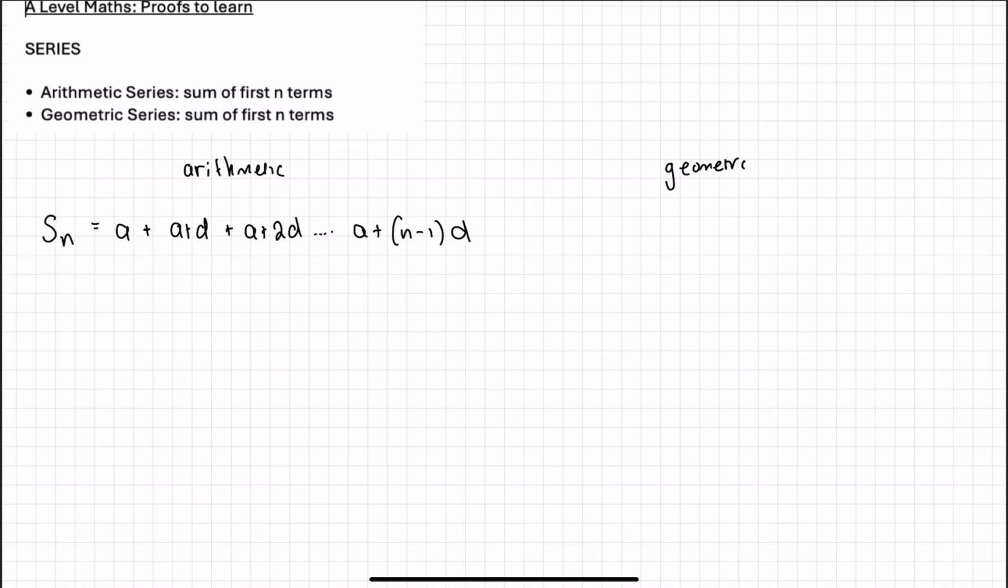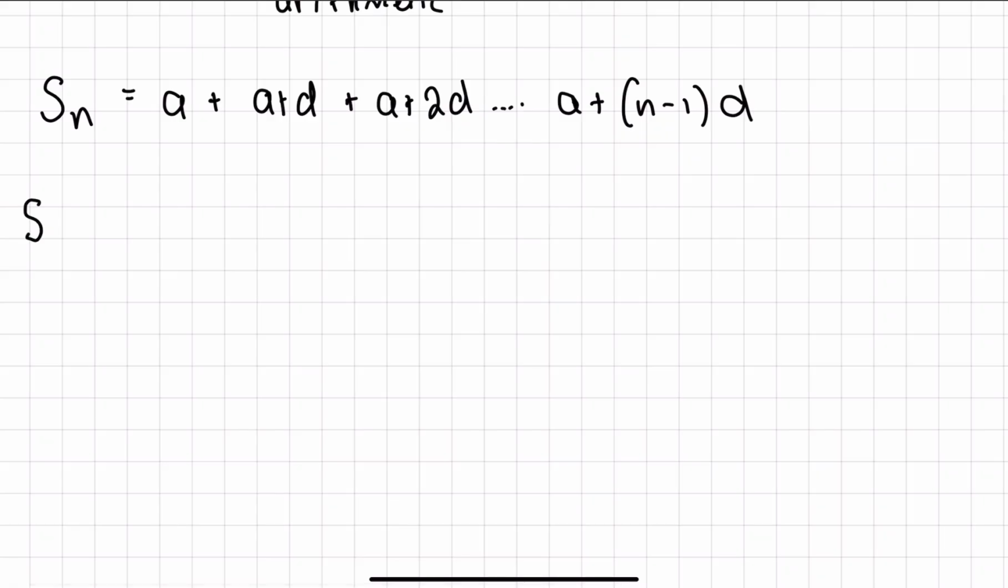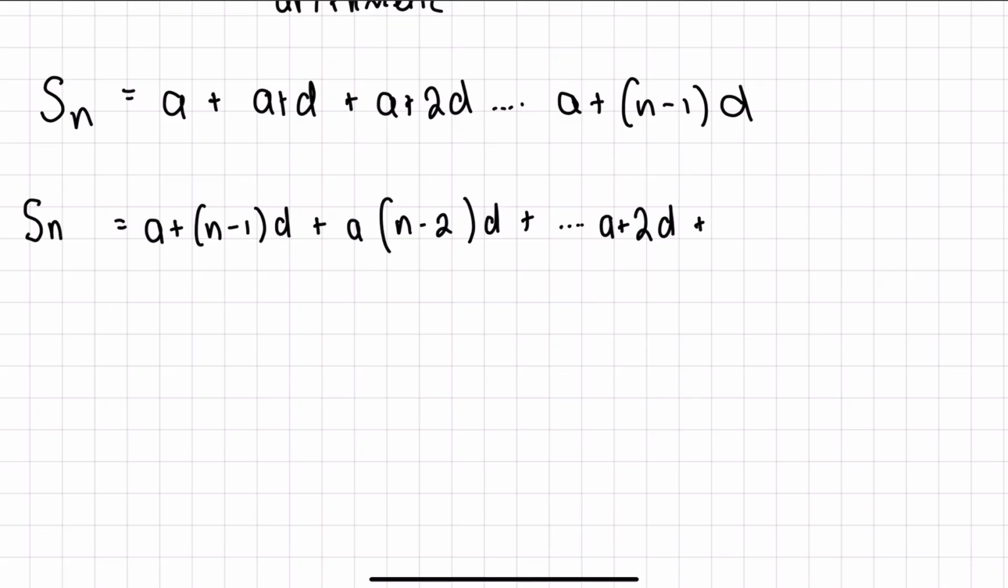So what we're going to do here is rewrite this, but write it backwards, if you will. So we're going to have the last term, a plus n minus 1 d, the second last term, a plus n minus 2 d, all the way until our third term, a plus 2d, our second term, and our first term. Okay, so we're going to add them together.